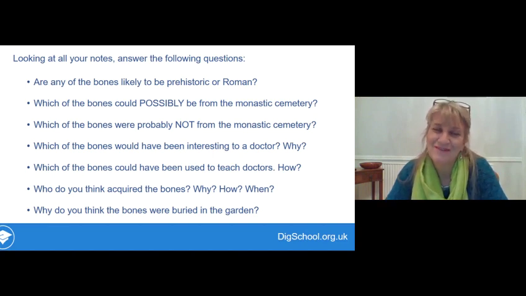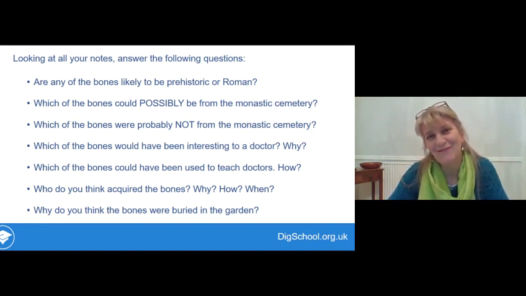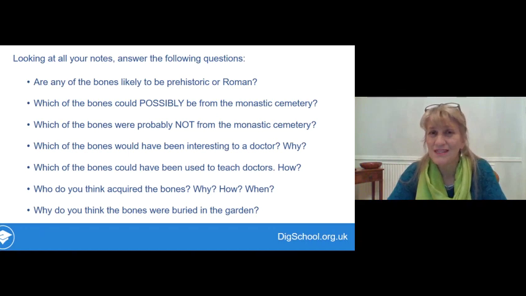So take a bit of time to think carefully, go through your notes, discuss your ideas, and try and come up with answers to those questions that will help you answer that big question we set at the beginning. Why is this set of bones in the garden?